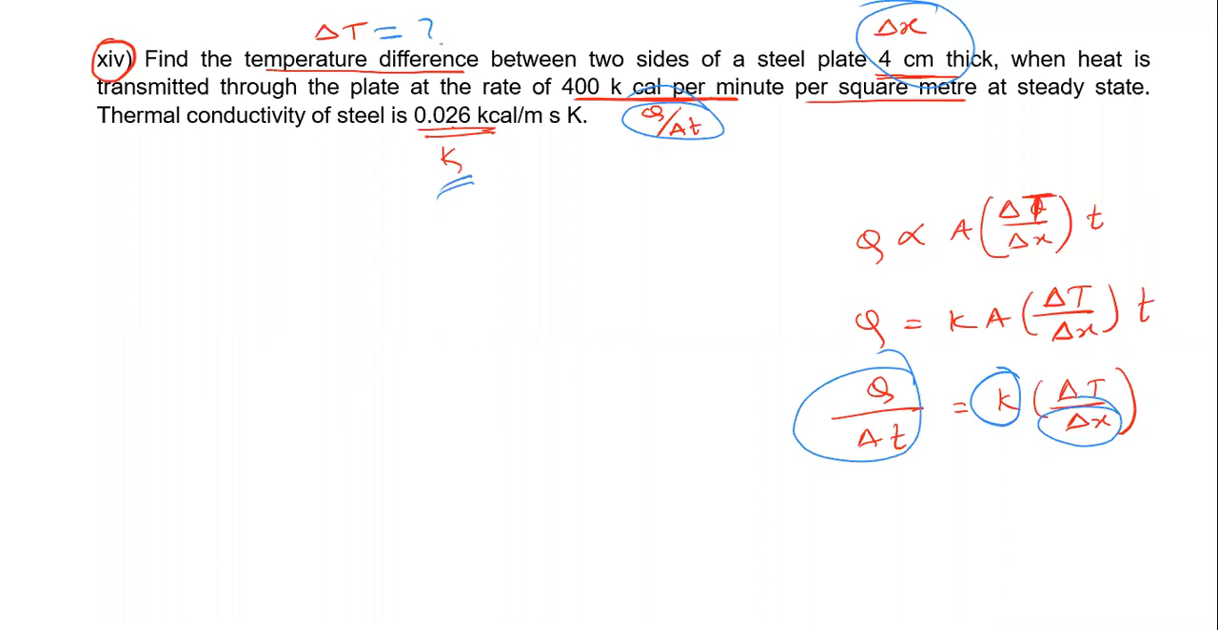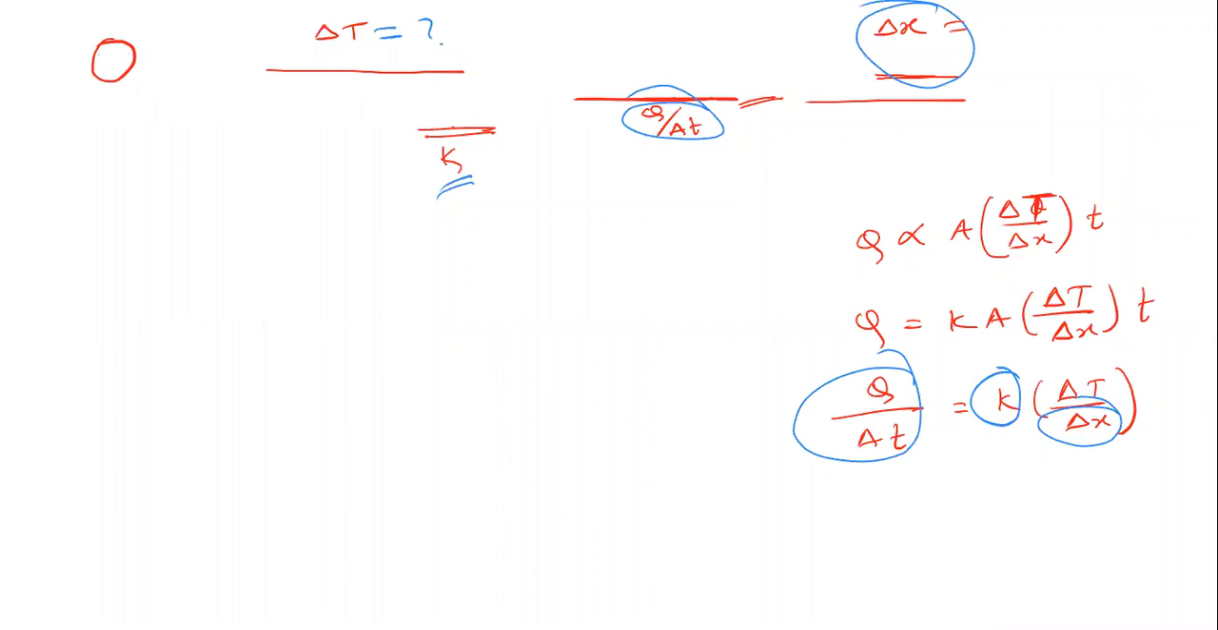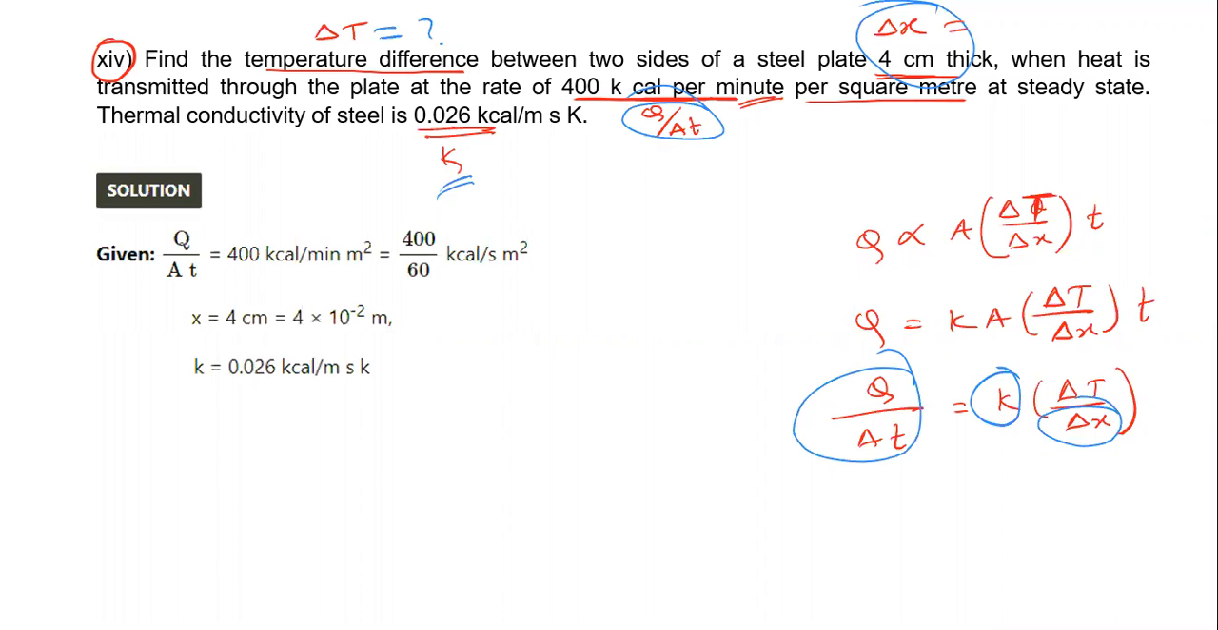You convert this into meter. So it is given in calorie per meter that you can convert. So calorie per second we have to convert. So 400 kilocalorie per minute. So a minute means 60 seconds. So 400 divided by 60 is kilocalories per second per meter square. So that we get. X is 4 centimeter that we converted into the meter. K is as it is here.